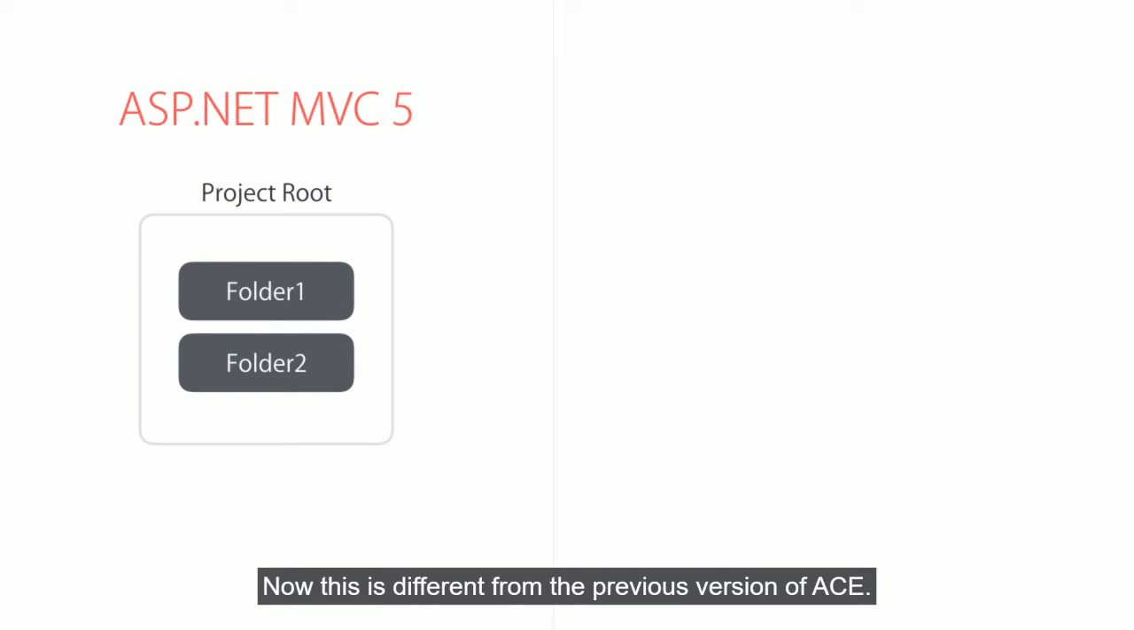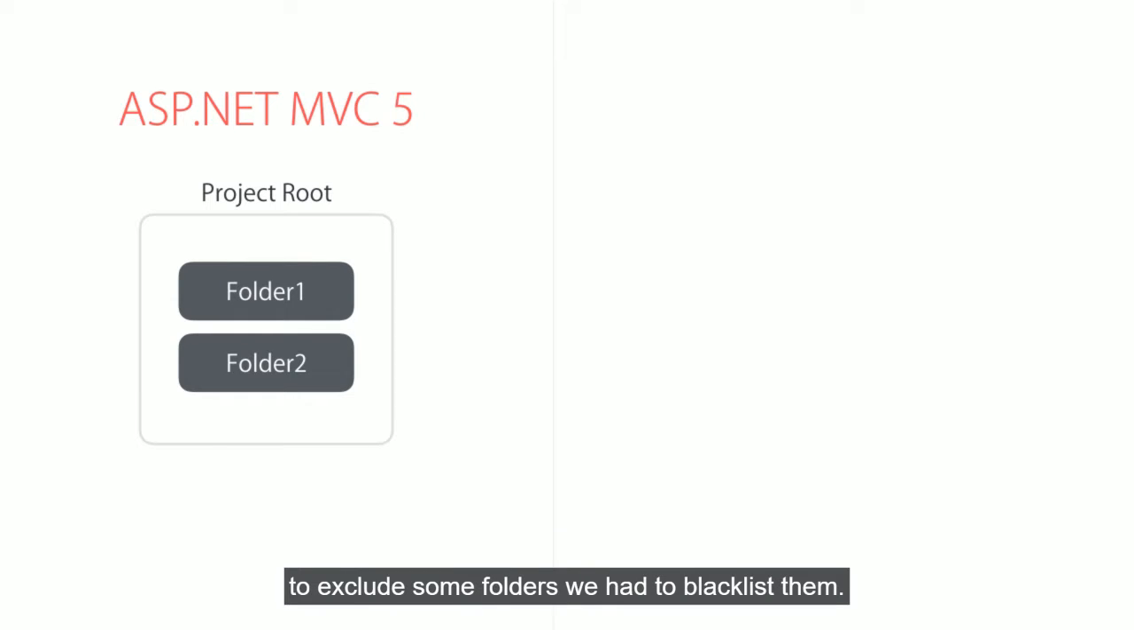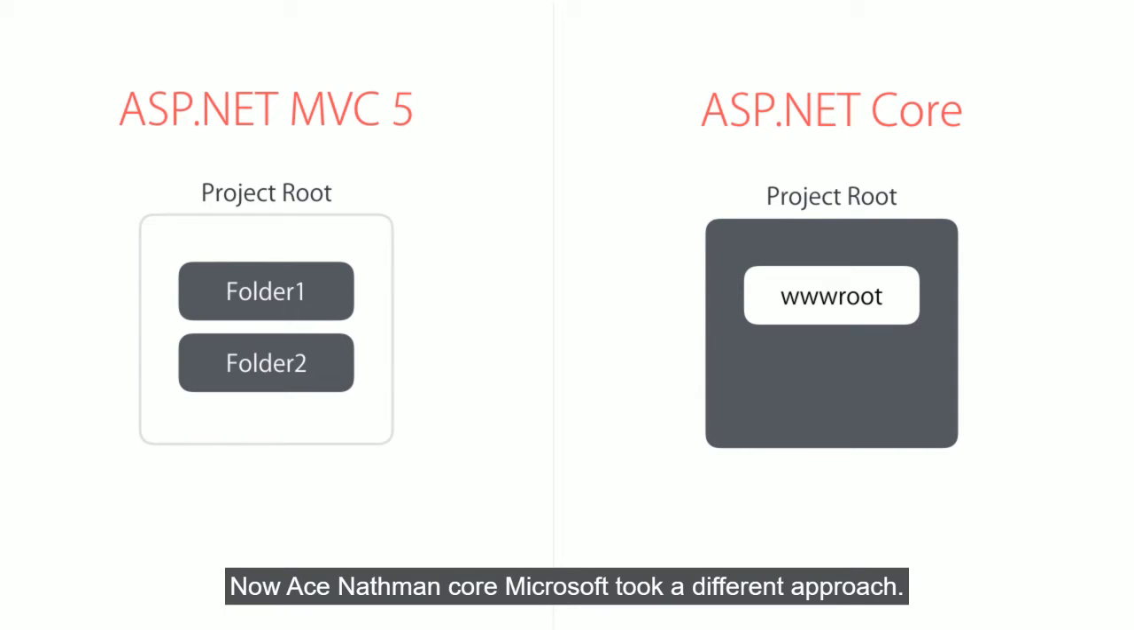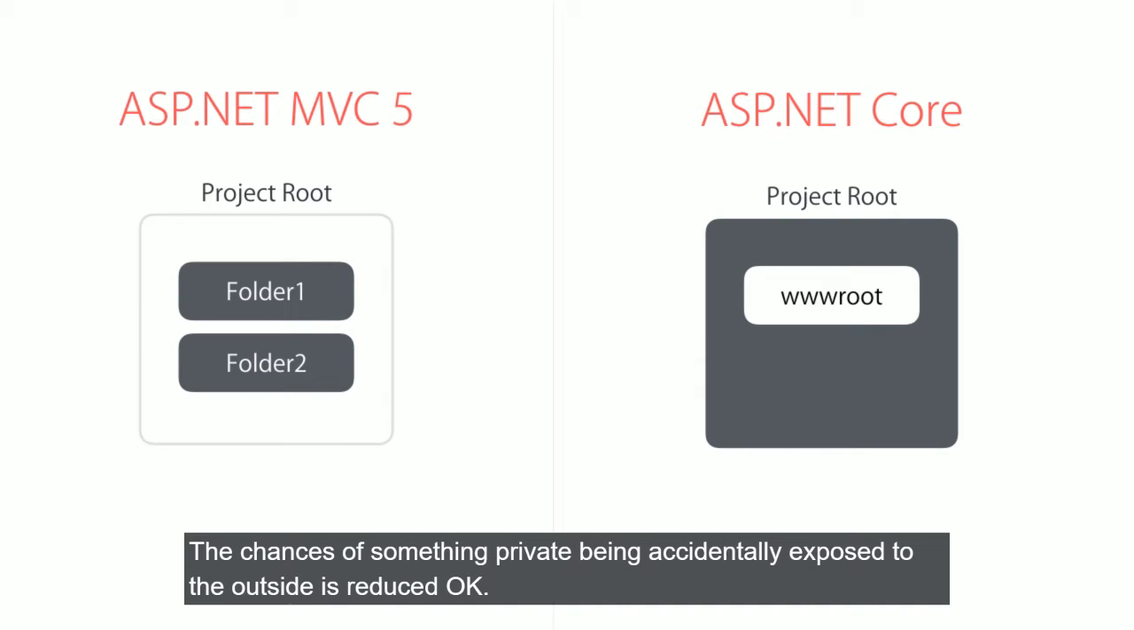Now, this is different from the previous version of ASP.NET. So in ASP.NET MVC5, the project root was considered the root of the web application. And then if we wanted to exclude some folders, we had to blacklist them. Now in ASP.NET Core, Microsoft took a different approach. So the project root is blacklisted, and this root folder is whitelisted. With this structure, the chances of something private being accidentally exposed to the outside is reduced.